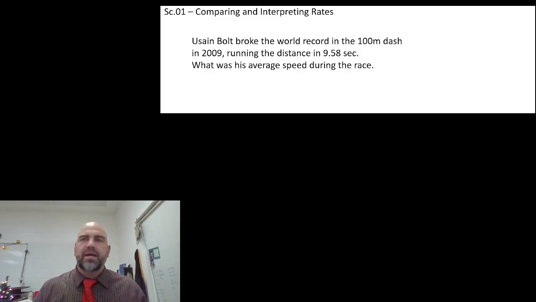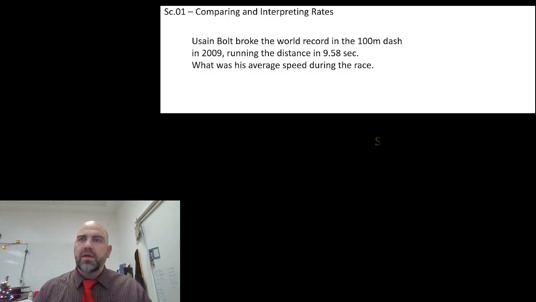So here's the first example we're going to use. It's about Usain Bolt. You may remember him as an Olympic sprinter. He's since retired, I believe. But Usain Bolt broke the world record in the 100-meter dash in 2009, which has been a few years, running the distance in 9.58 seconds. What was his average speed during the race?